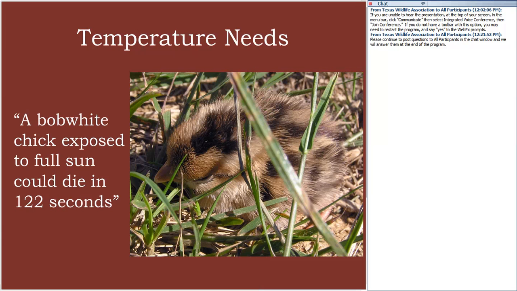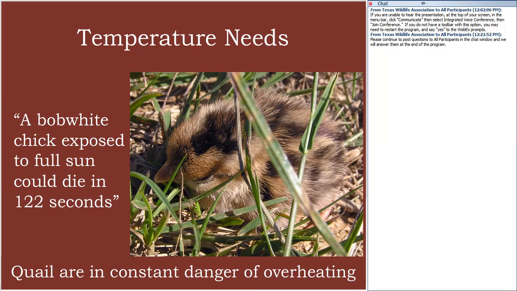Now, quail chicks also have very specific temperature needs, which is sort of illustrated by this quote, which is from a paper on Bobwhite. It states that a bobwhite chick exposed to full sun could die in 122 seconds. And that seems really insanely fast, but it is the truth, because the fact is that quail, in general, are in constant danger of overheating. And even the adults have a very high operational body temperature. They live in a very hot environment. So if they don't have a way to escape the heat, then it can turn deadly very quickly.